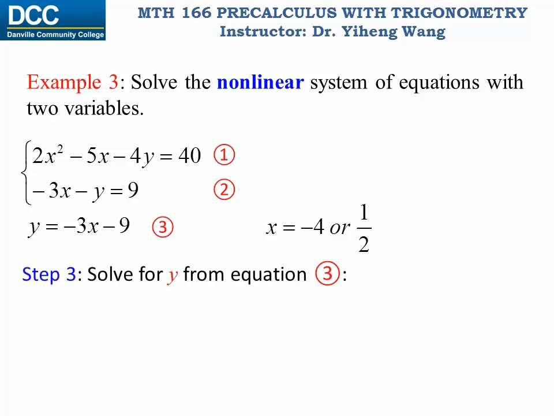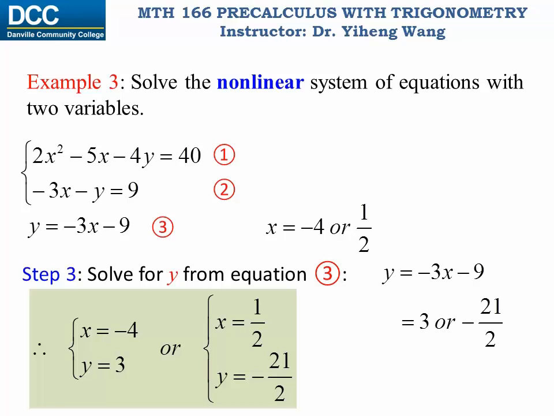Same step 3, we solve for y from equation 3. Since we have two values for x, correspondingly, we should have two values for y as well. y equals negative 3x minus 9. When x equals negative 4, y equals 3, and when x equals 1/2, y equals negative 21/2. Therefore, the solutions to this system are two pairs of numbers: x equals negative 4 and y equals 3 at the same time, or x equals 1/2 and y equals negative 21/2.